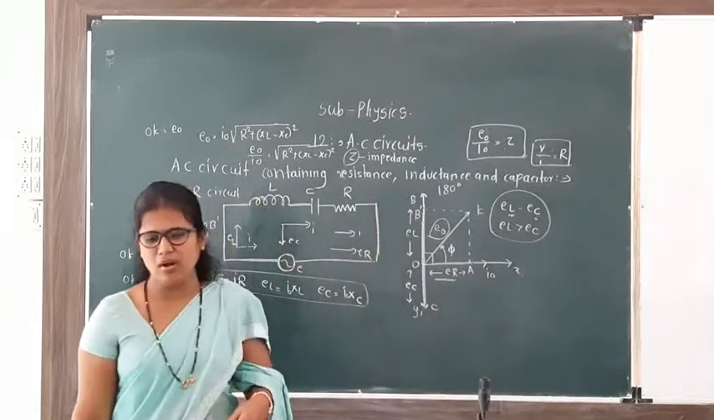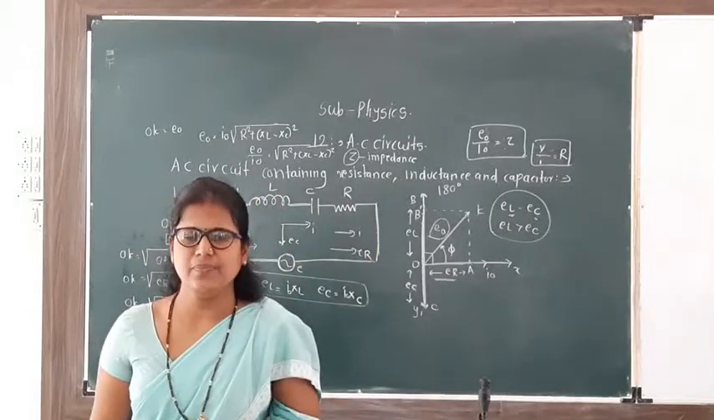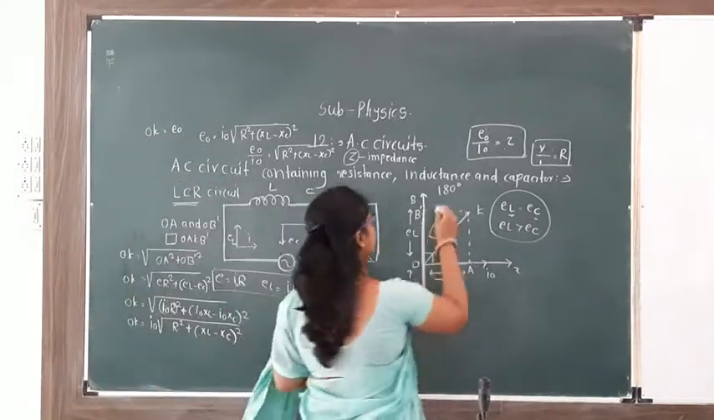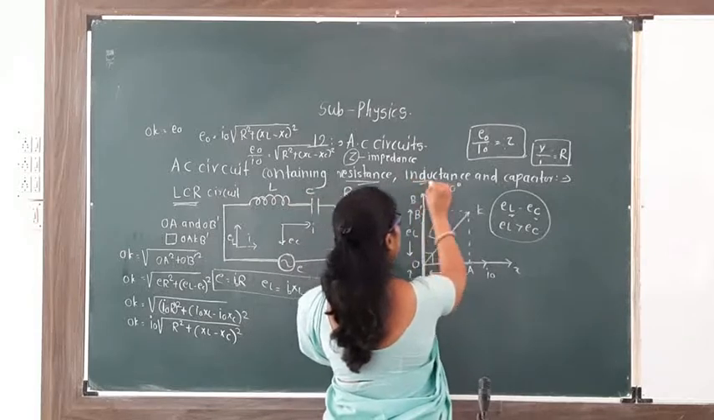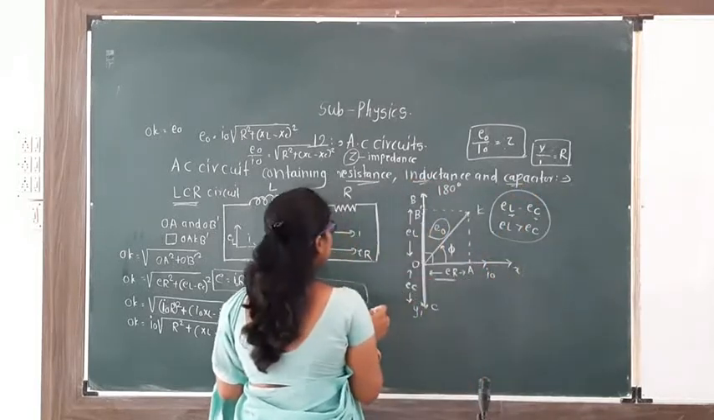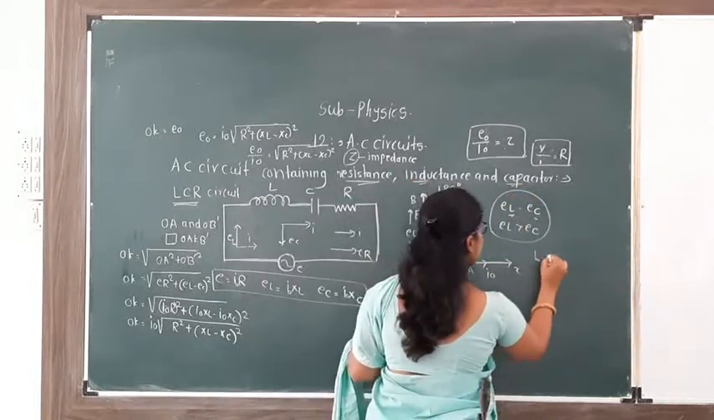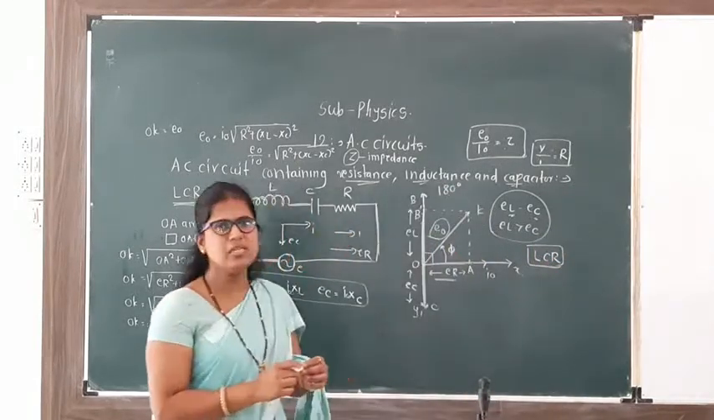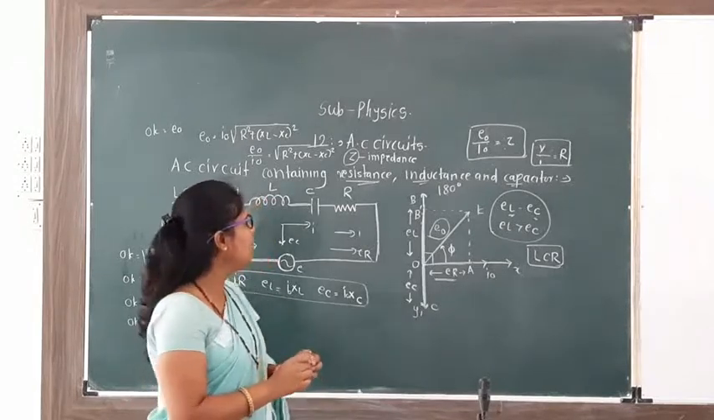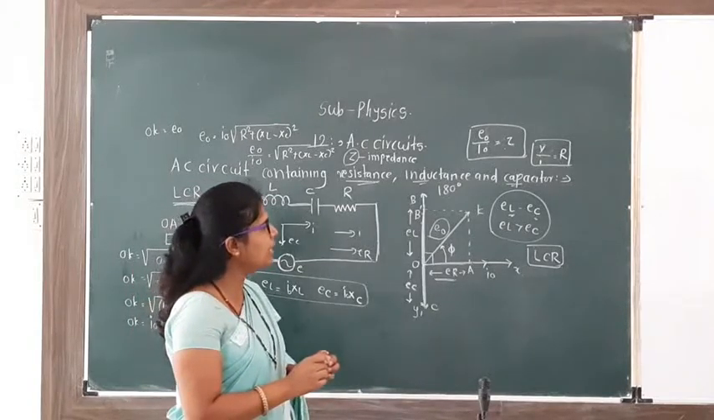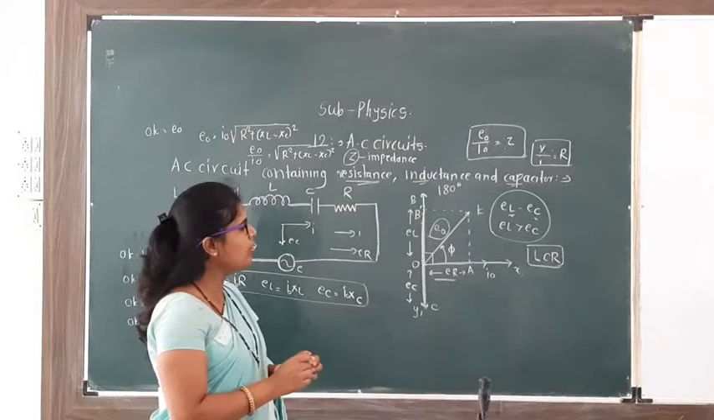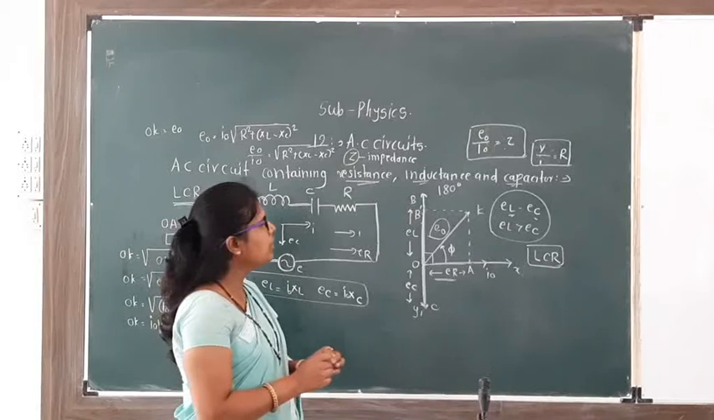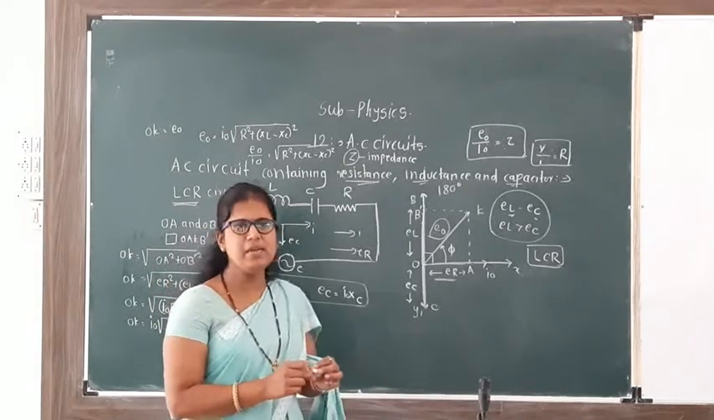So it is called an LCR circuit. This total circuit is called an LCR circuit because of the opposition offered by resistance, inductance and capacitance. So this circuit is called an LCR circuit, and the ratio of the EMF upon current is known as impedance.